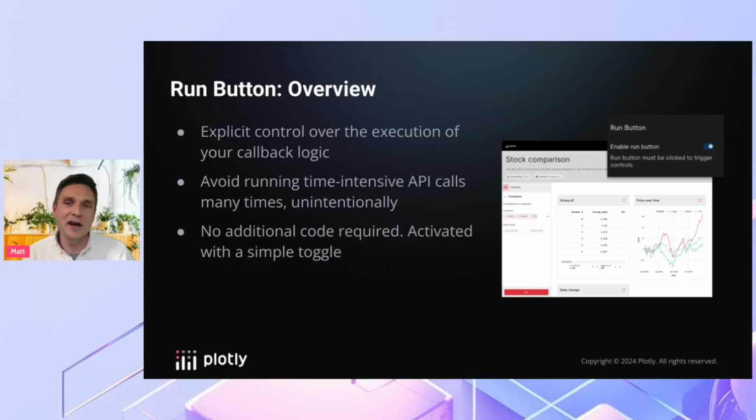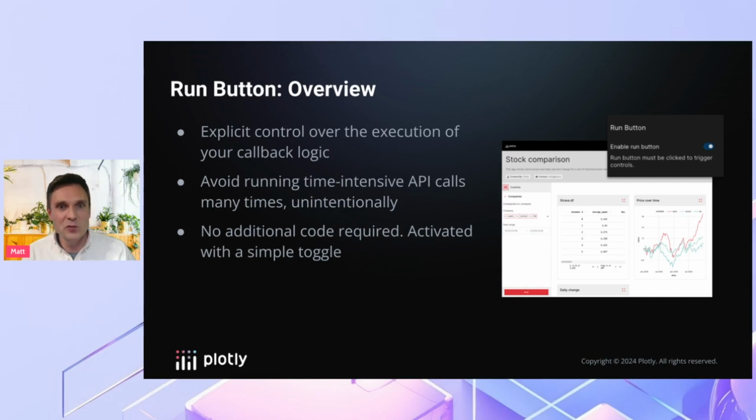Also included in 5.5 is App Studio's new Run button feature. First, a little context. In App Studio, anytime a user updates a control input, all dependent callbacks are run automatically. And this is great when you want to enable fast interactions between the control panel and your visualizations.